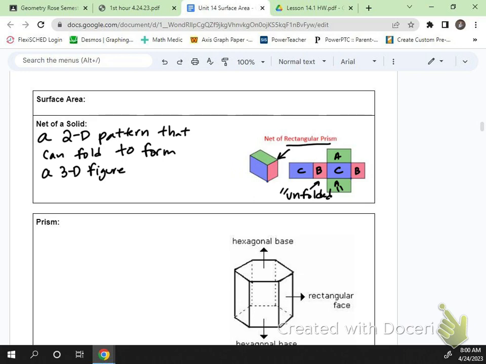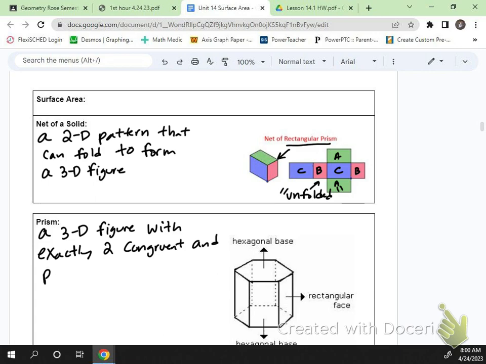Are you ready for the prism? The prism is a 3D figure with exactly two congruent and parallel faces, and they are called bases. I would underline congruent and parallel. That's a vocab term that we love.